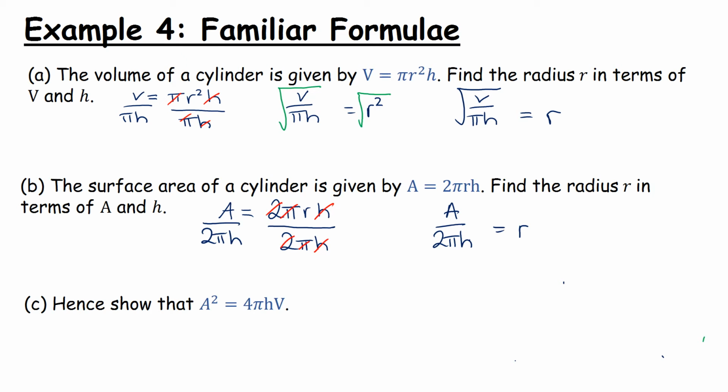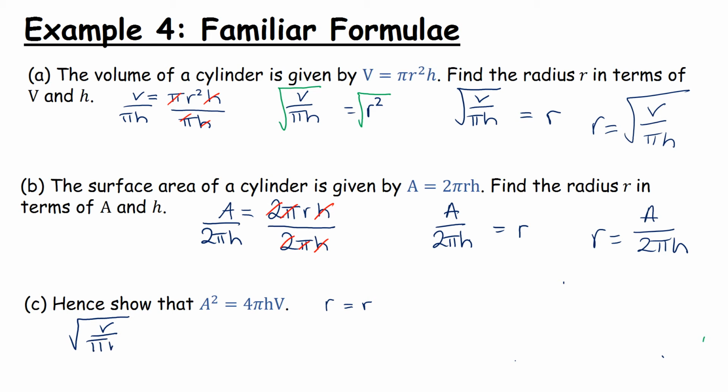So now we're looking at part C, and show that A squared is equal to 4 pi h v. Okay, so the "hence" here is important. It means using our previous parts. So if you look here, we have effectively at the first step got r equals the square root of v over pi h. Here we have r equals A over 2 pi h. So although we have two different expressions for r, they are equal. So let's set those equal to each other. Basically what we're going to do is say r is equal to r. We're going to have the square root of v over pi h is equal to A over 2 pi h.